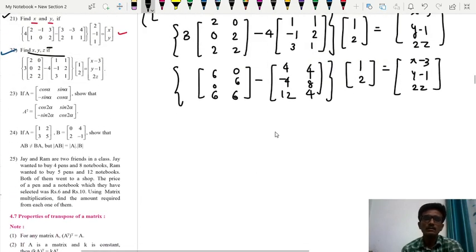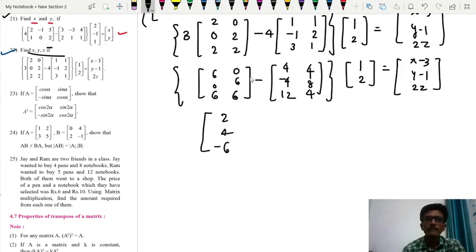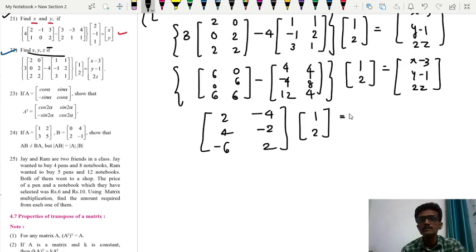Then subtract this. So after subtracting it is what? Corresponding elements we subtract. It is 4. Then minus 6 it will be. Here 0 minus 4 it is minus 4. 6 it is minus 2. 6 minus 8. Then 6 minus 4 is plus 2. Multiply with the column matrix 1 2, 1 2, and the right hand side is x minus 3, y minus 1, 2z. Yes students.